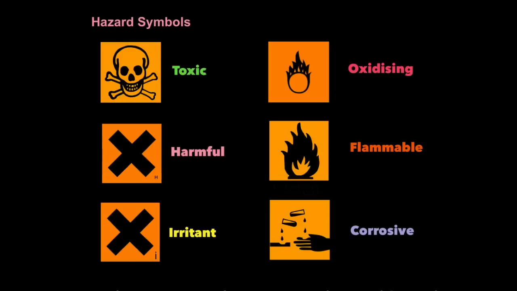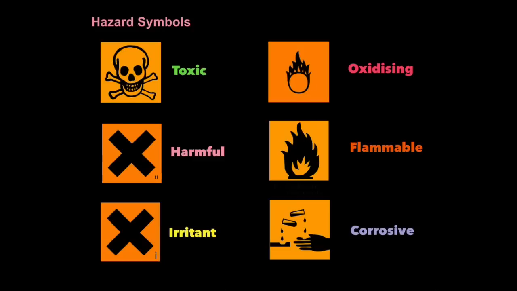The skull and crossbones means toxic, which means the chemical is poisonous and can kill you. I should probably mention that you have to consume or ingest a toxic chemical for it to kill you. An X with an H next to it means harmful, so the chemical can cause you harm but not necessarily kill you. An X with an I next to it means irritant, so for example the chemical could irritate your skin and cause you to itch and scratch.